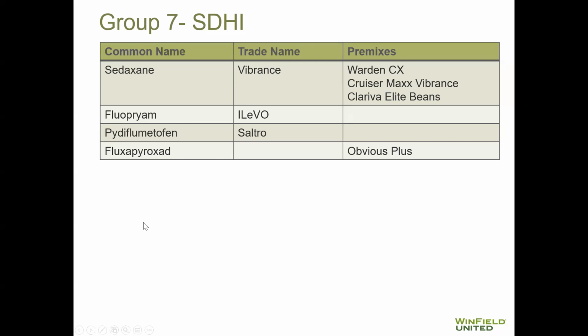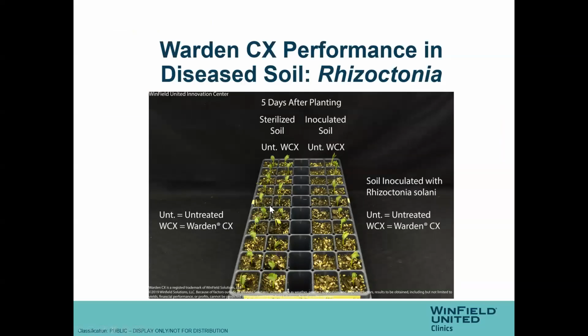So, all right. So basically, with those group 4s, we do get much better control. Here's just a picture from the end of the video, because I did anticipate possibly having some issues. Now this is with Rhizoctonia, and you can see that when we inoculated the soil, only the Warden CX was the one that came out of the ground versus the untreated soybeans. You didn't get any control. Now, if you had sterilized soil, both of them came out fine, right? Because you wouldn't expect to see any differences there. But when you have the inoculated soil, that's where we saw the differences.